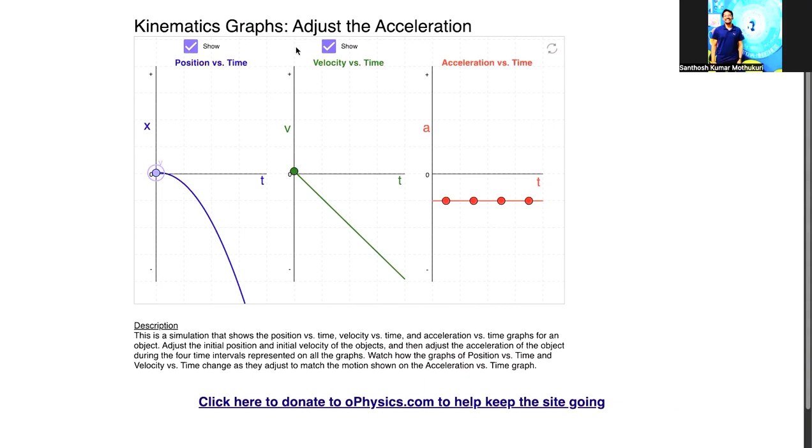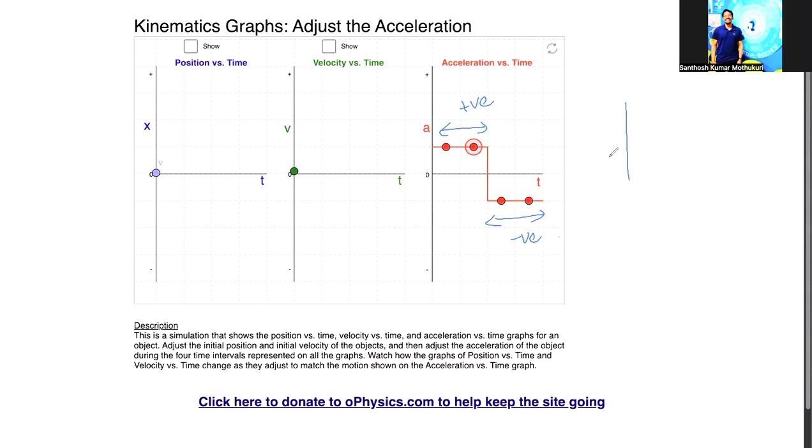Now let us check one more important thing. I'm just trying to move the acceleration like this. Now check the velocity versus time graph. So you can see that the acceleration is positive from here to here. Yes. And acceleration is negative from here to here. That means the velocity versus time graph must have a positive gradient and also a negative gradient. Let's see whether it happens in the velocity versus time graph.